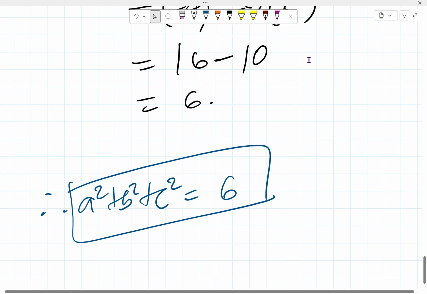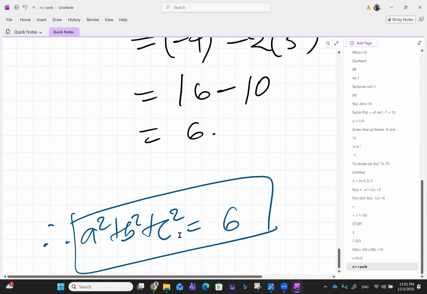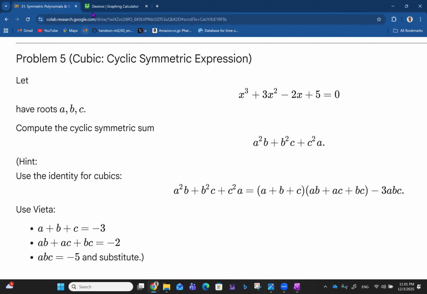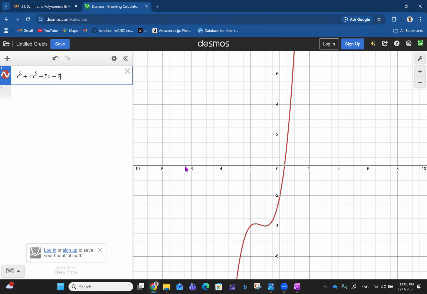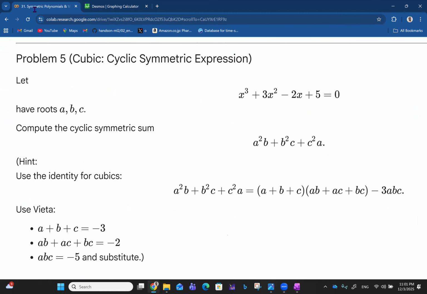Well, if you are curious and you really want to go graphical to find what exactly the solution should have been, all I need to do is say x cubed plus 4x squared plus 5x minus 2. Oh, okay. So we have only one real root. The other ones are imaginary. So let's not bother ourselves. We just move on with that.